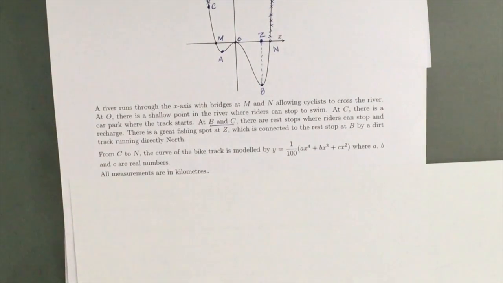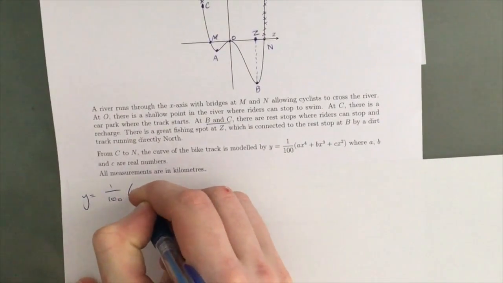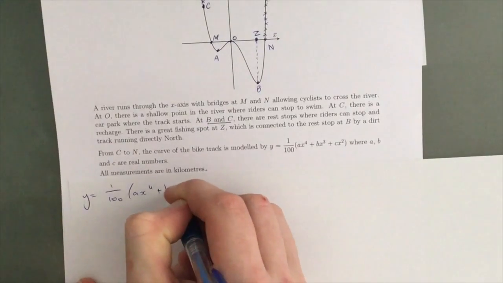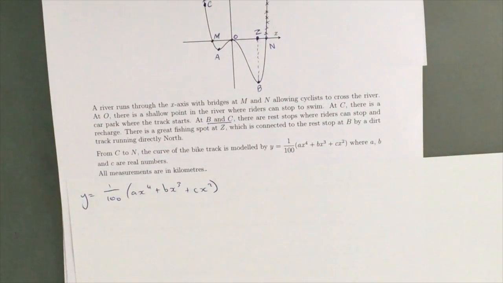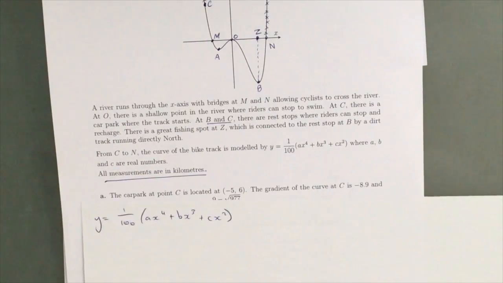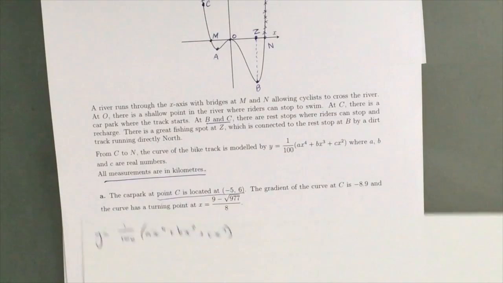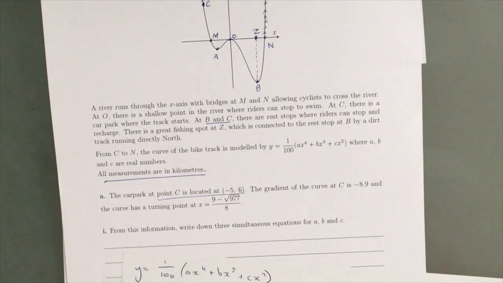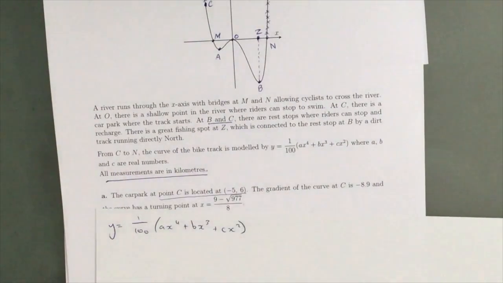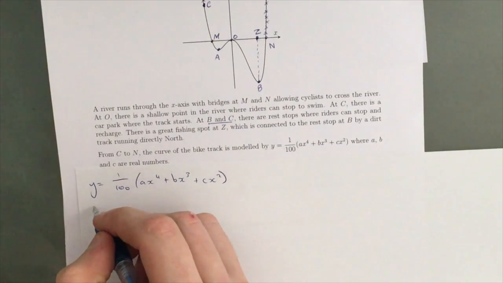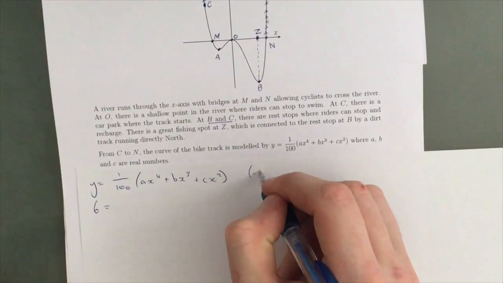The original equation. So we've got y equals 1 over 100 times ax to the power of 4 plus bx cubed plus cx squared. Awesome. And let's start with this one: the car park at point C is located at -5, 6. So we know that the point -5, 6 lies on this graph, which means that we can plug that in to get our first equation. So our y value is 6. So -5, 6.